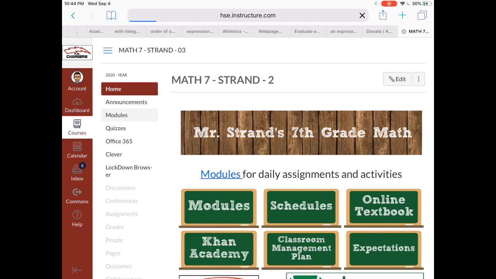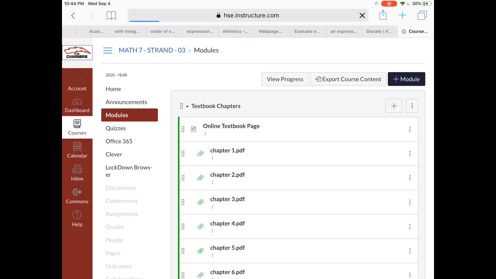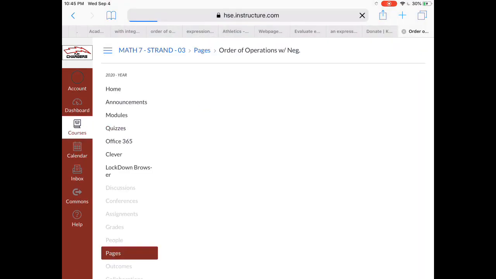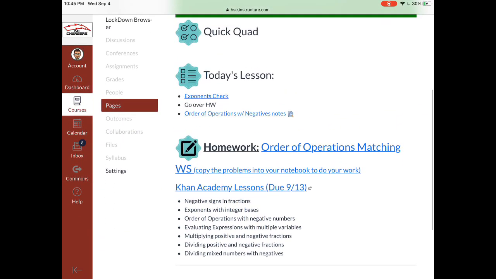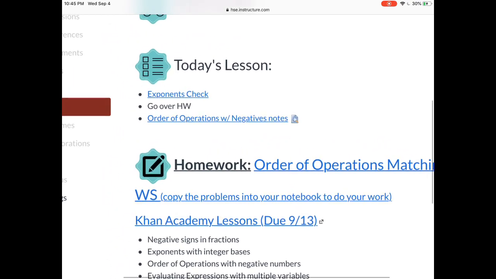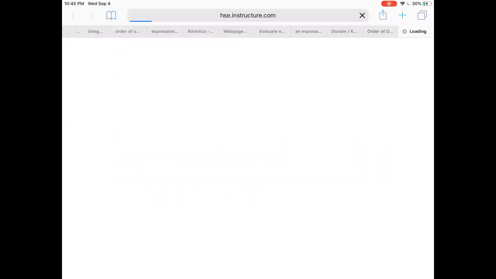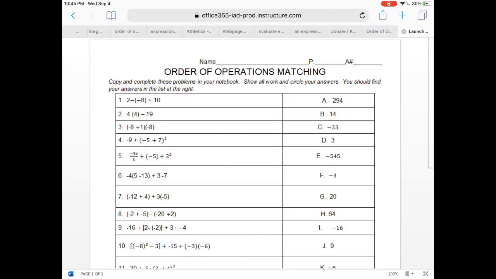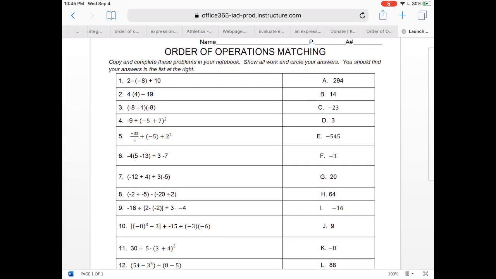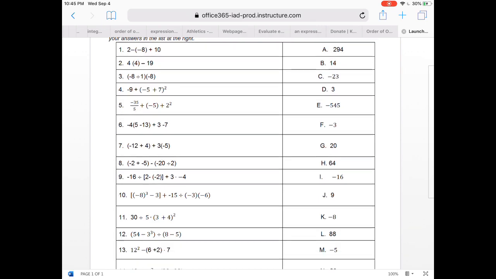So you'll go to today's module, which is order of operations with negatives. And then here is the order of operations matching worksheet. Notice what it says to do. It says copy the problems into your notebook to do your work. So make sure you click on that, open it up. It should have all those problems there for you. Good, there they are. Notice, copy and complete these problems in your notebook, show all your work, and circle your answers. You should find your answers on the list at the right.